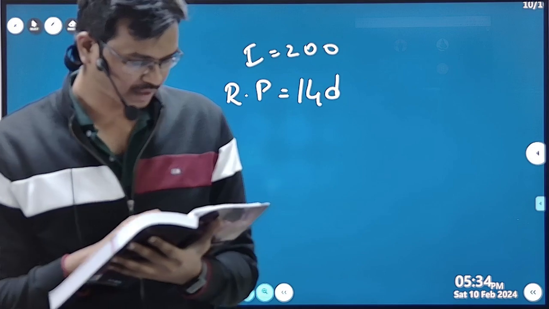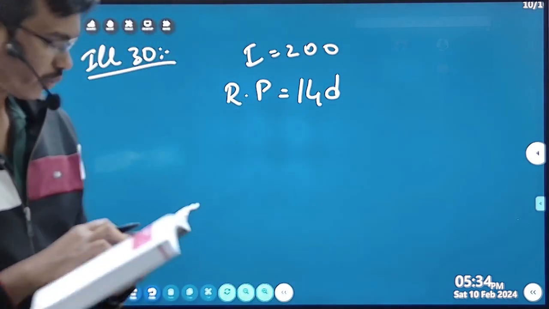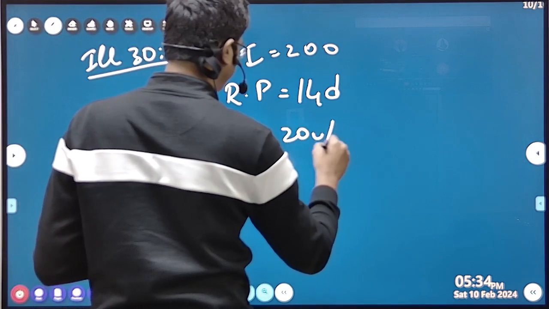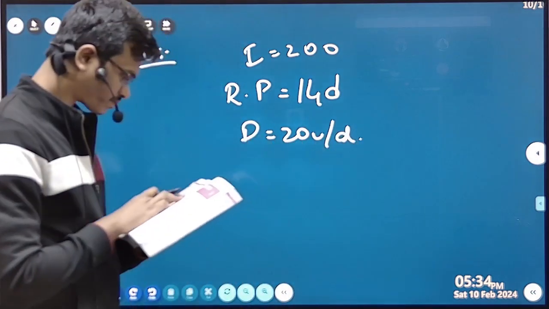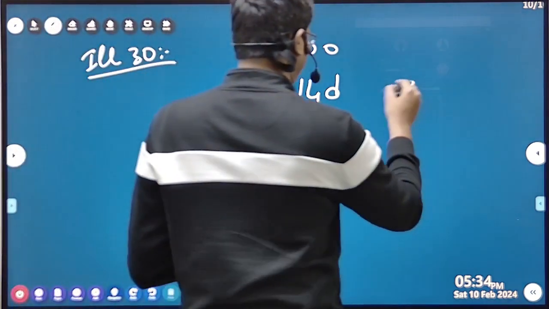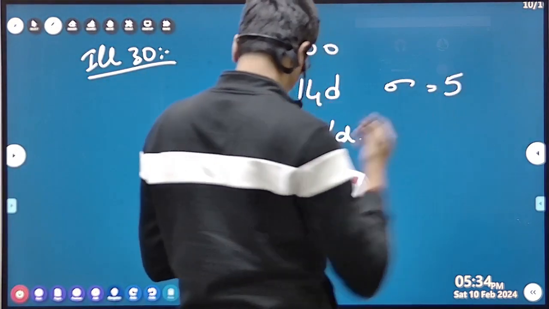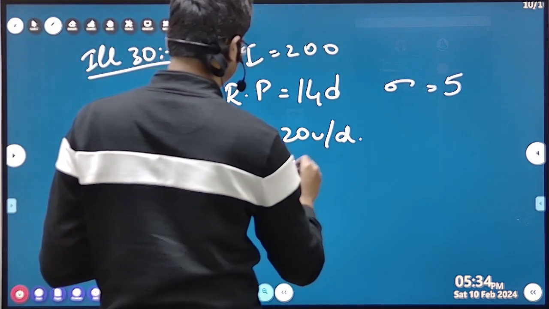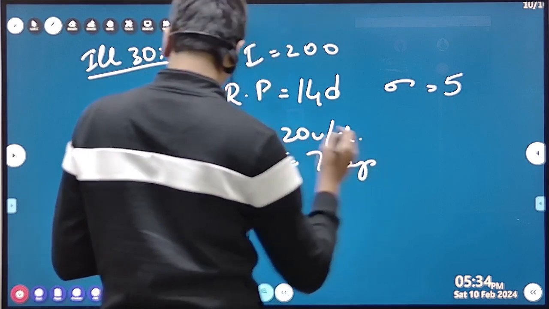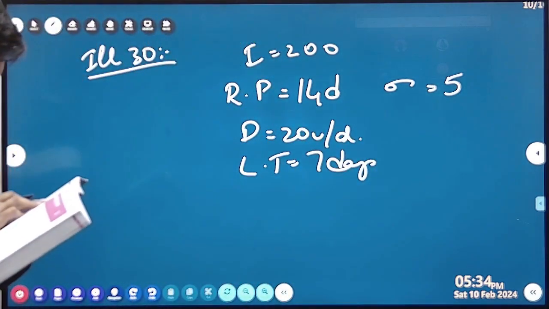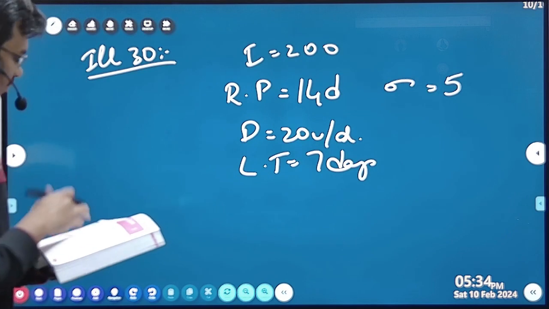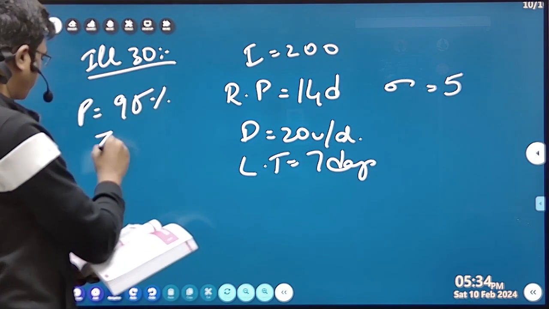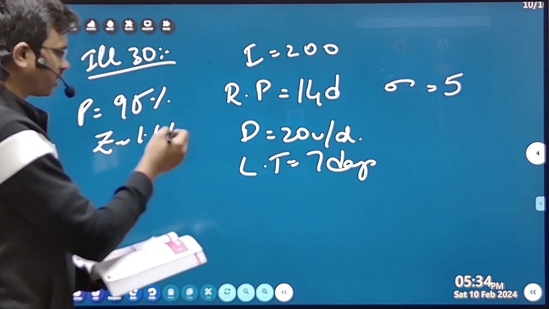Demand for the product averages at 20 units per day. So demand is 20 units per day. He has given a standard deviation of 5. Lead time is 7 days. So lead time is 7 days. Management has a goal of 95% of not stocking out. So 95 is the probability. So that brings Z to 1.64.